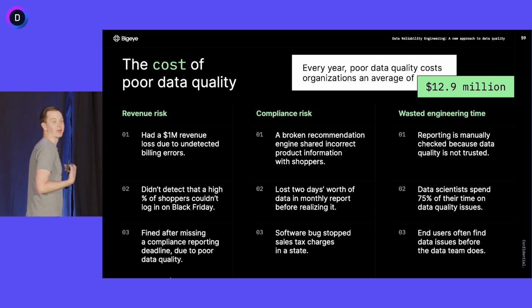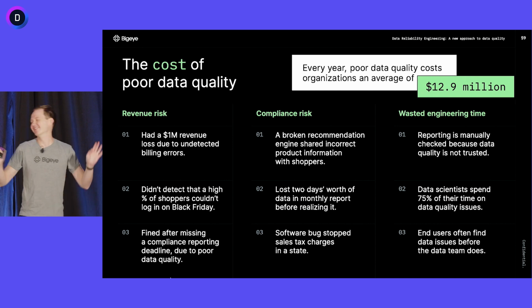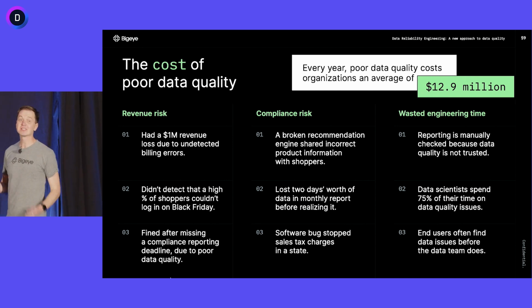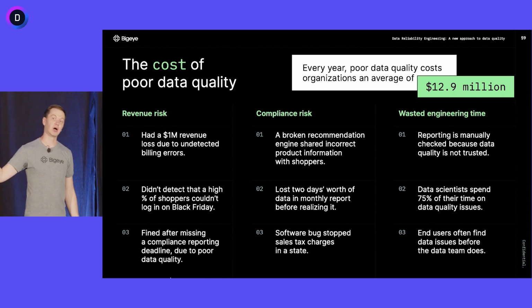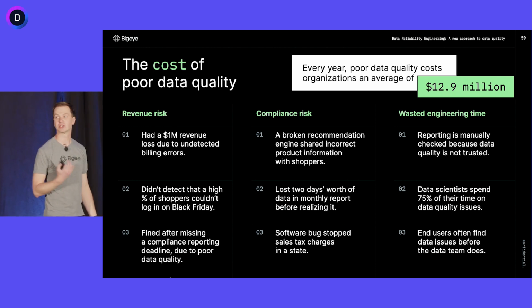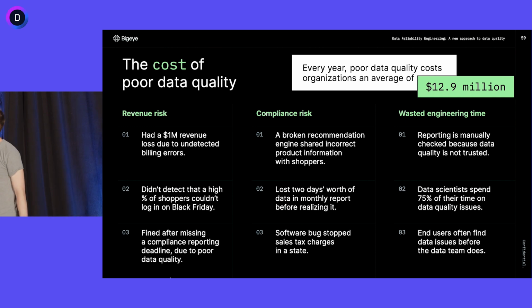Now, Bigeye is a small company. This is effectively close to our annual spend, not exactly, but this is a very large number. For large organizations, Fortune 500s, this can get into hundreds of millions, if not billions of dollars, especially when you're talking about revenue issues coming from data reliability.